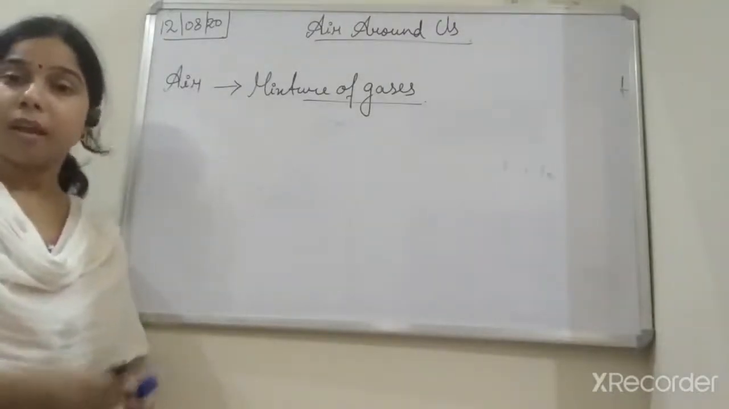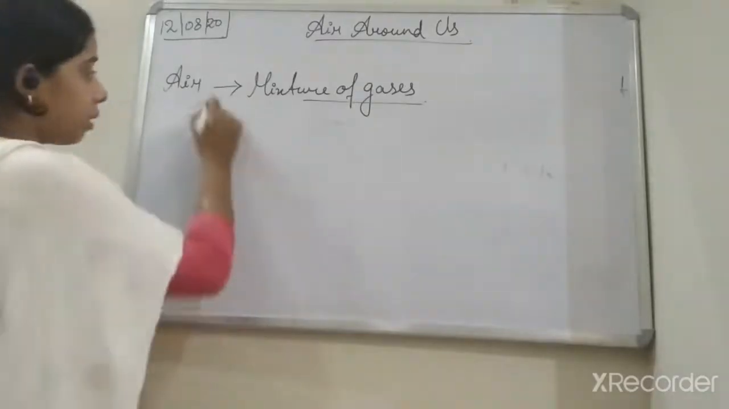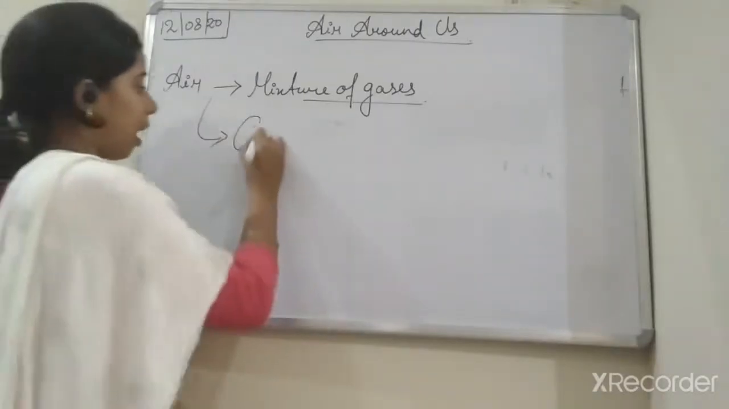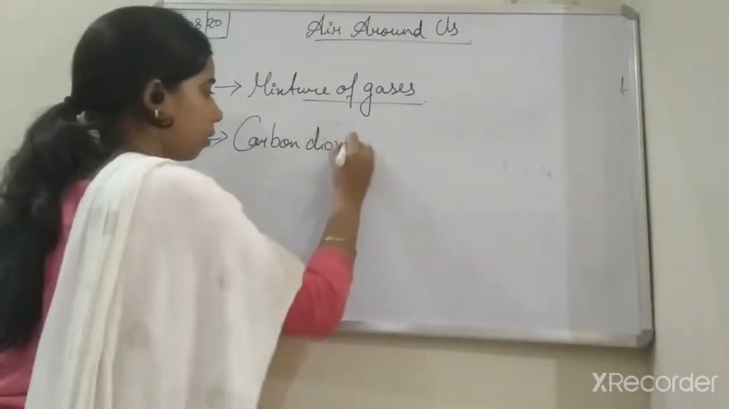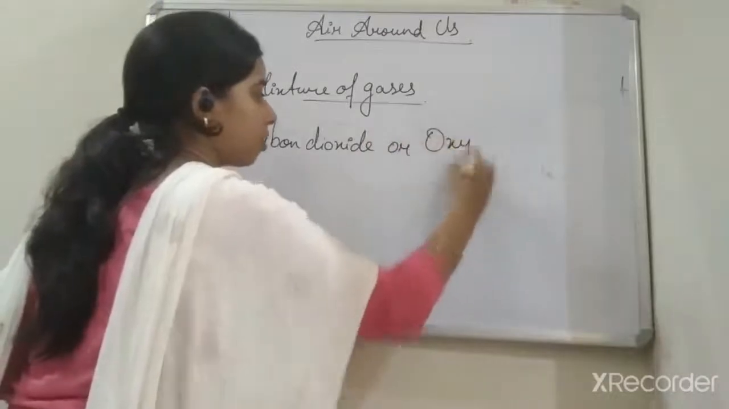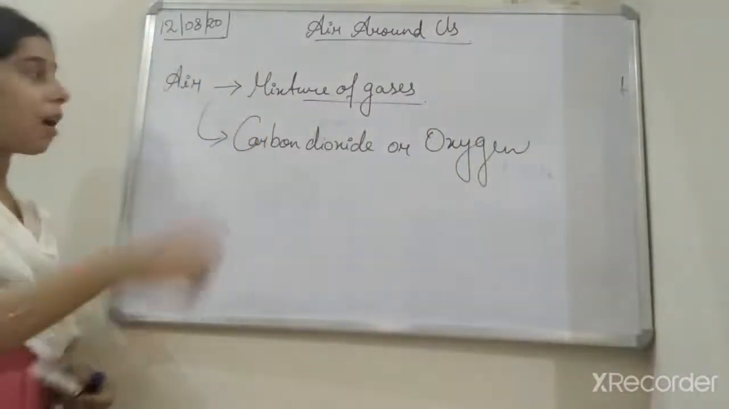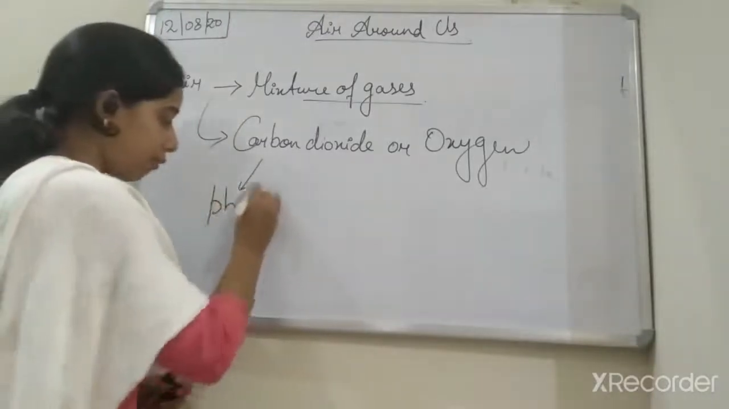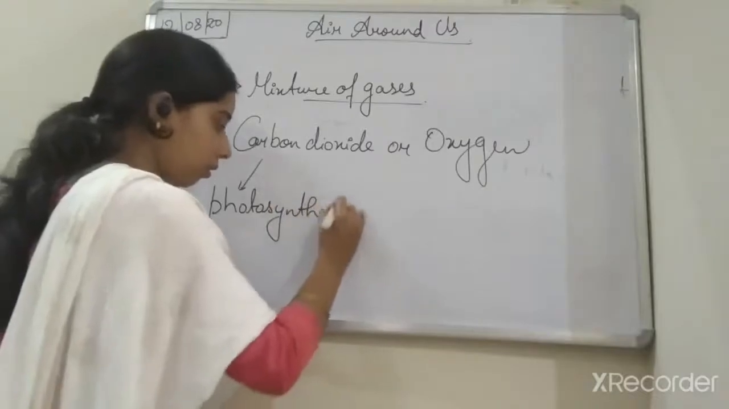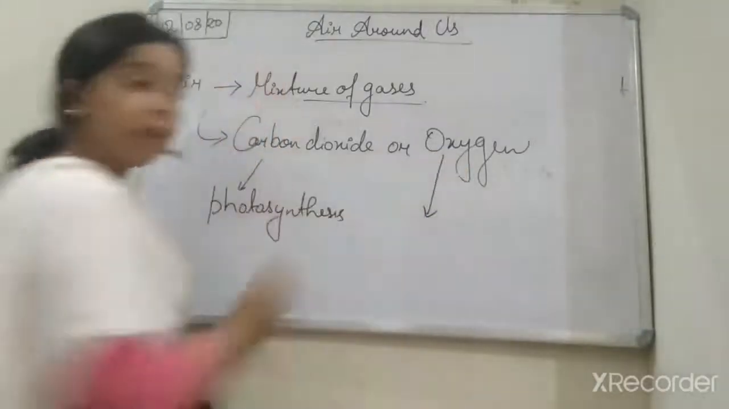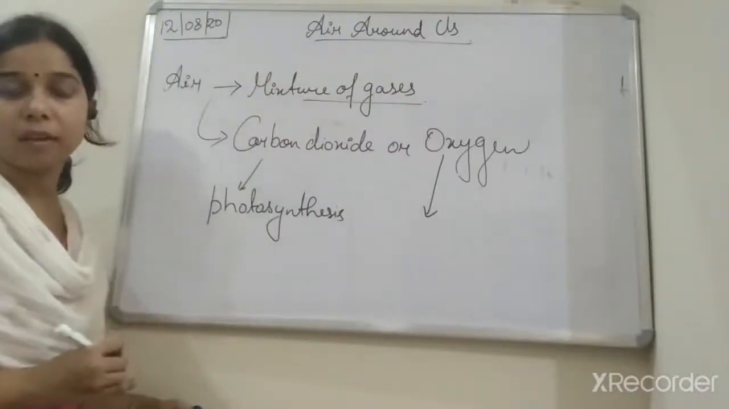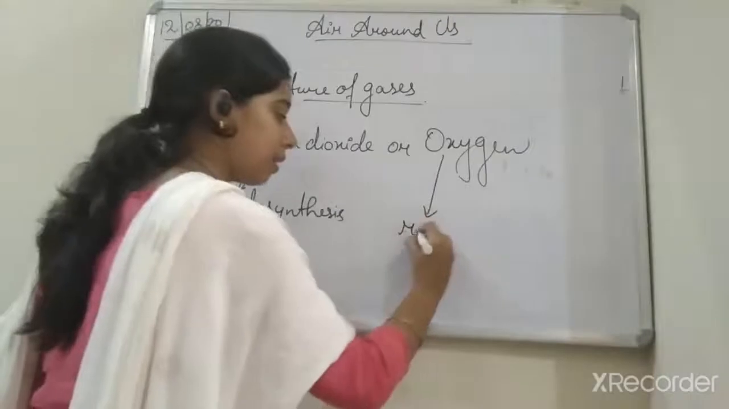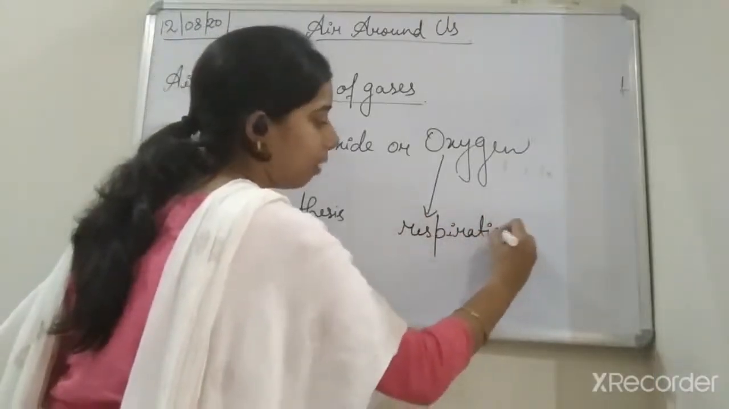Now, students, air is very important for us. Since it consists of different gases, some of the gases are very important for us, including carbon dioxide and oxygen. Both gases are present in the air, and you know that carbon dioxide is very important for the process of photosynthesis, and oxygen is very important for the respiration of living organisms. These things we have discussed in previous classes; we are simply revising it. See here, oxygen is essential for the respiration of living organisms.